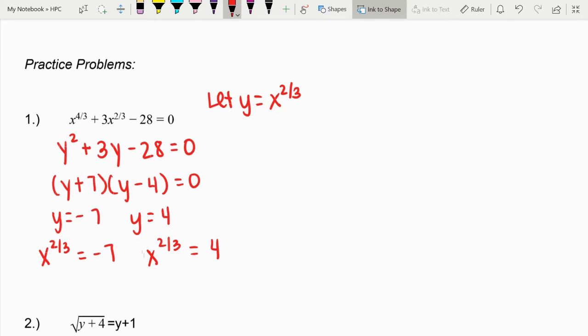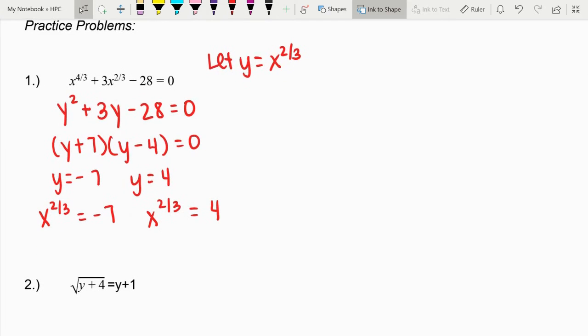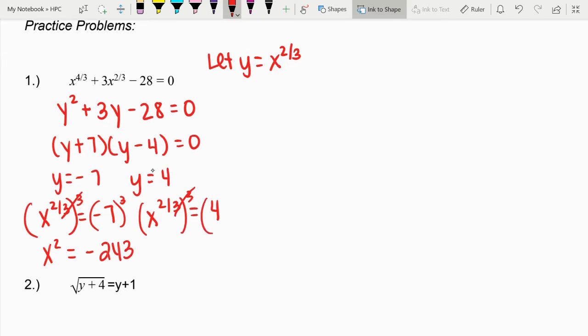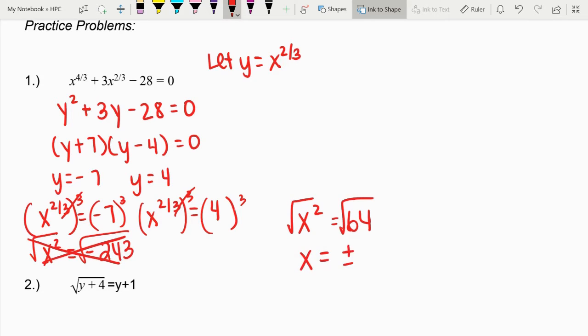Now I can cube both sides. If I cube both sides, that's just going to cancel out the exponent. So I have x squared is equal to negative 243. If I do the same thing over here, then I have x squared is equal to 64. Now if I were to take the square root of both sides, I cannot take the square root of a negative number, so this side does not work. However, if I take the square root of 64, I get x is equal to plus or minus 8.